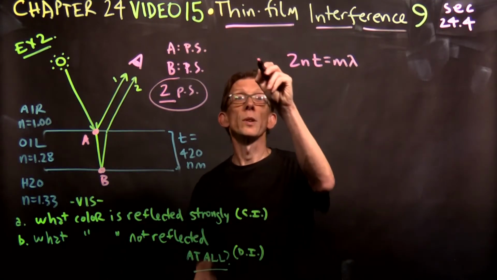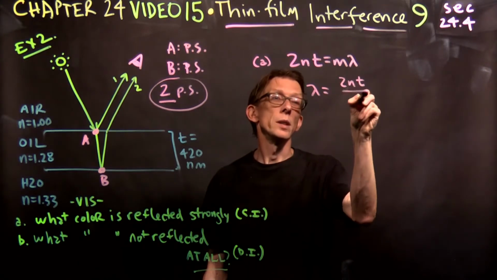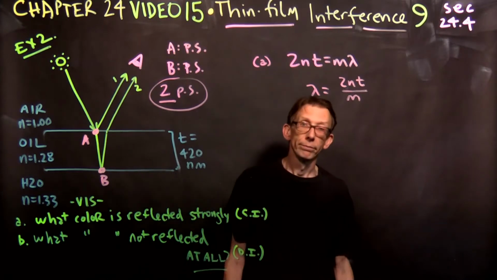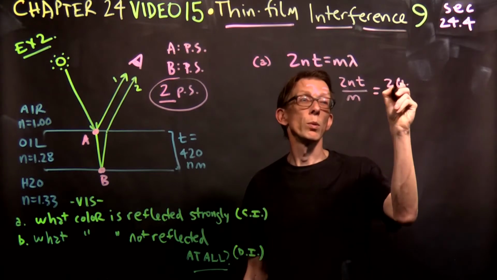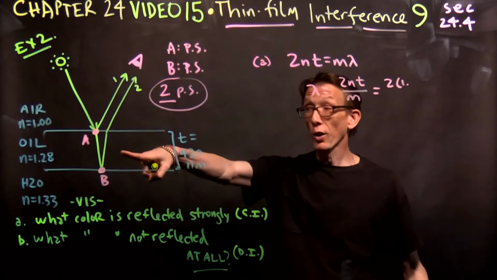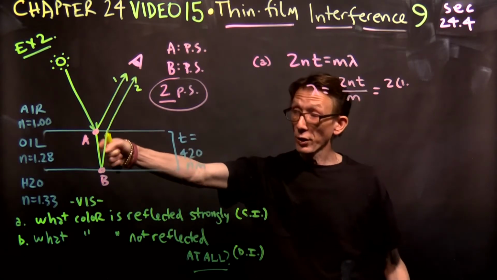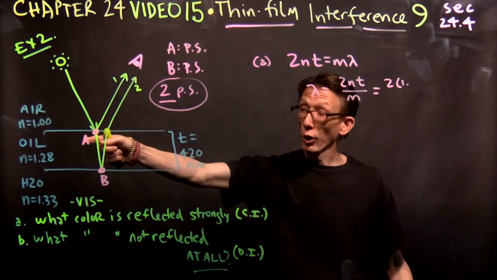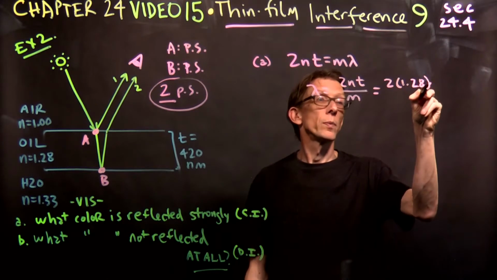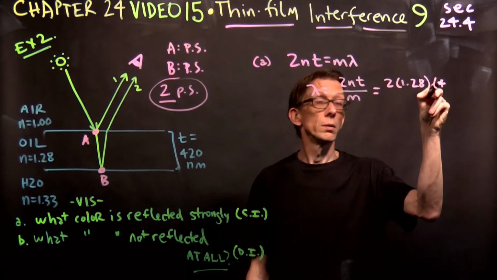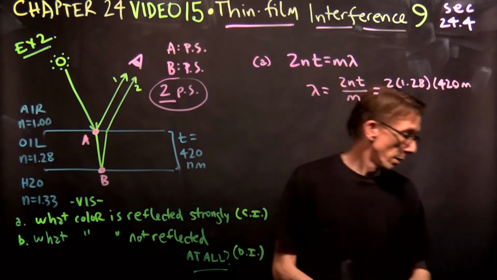That's a lambda question. So here's part A. Lambda is 2nt over m. Well, we know 2n and t. The path length difference occurs in the oil. That's the important one. Path length difference, 2t, down and back for ray 2, occurs within the oil. So this is the index that you use, times 420 nanometers.